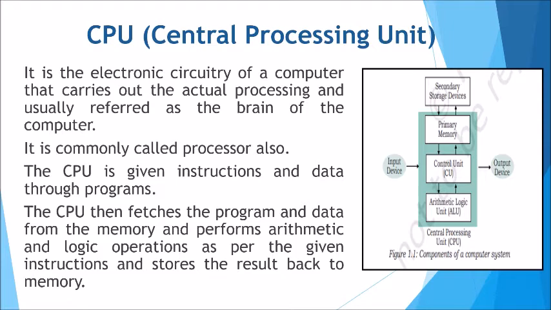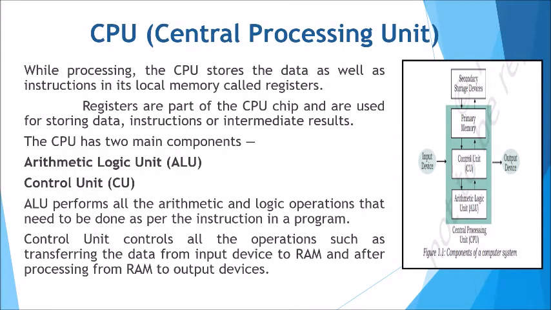The CPU is given instructions and data through programs. CPU then fetches the program and data from the memory and performs arithmetic and logic operations as per the given instructions and stores the result back to the memory. While processing, the CPU stores the data as well as instructions in its local memory called registers. Registers are part of the CPU chip and are used for storing data, instructions, or intermediate results. The CPU has two main components, arithmetic logic unit and control unit.